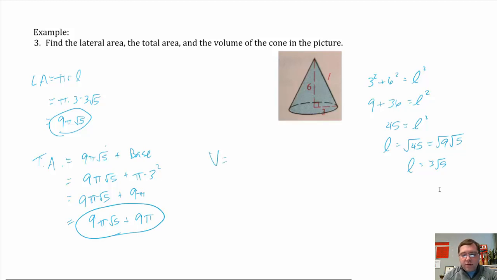And finally, the volume of the cone is 1/3 pi r squared h. So 1/3 of pi times r squared, r is 3, times h, which is 6 in the picture. So 1/3 of pi times 9 times 6. 1/3 of 9 is 3, and 3 times 6 is 18. So it becomes 18 pi. That's how much space is inside of the cone. That's what volume means. So lateral area, total area, volume.